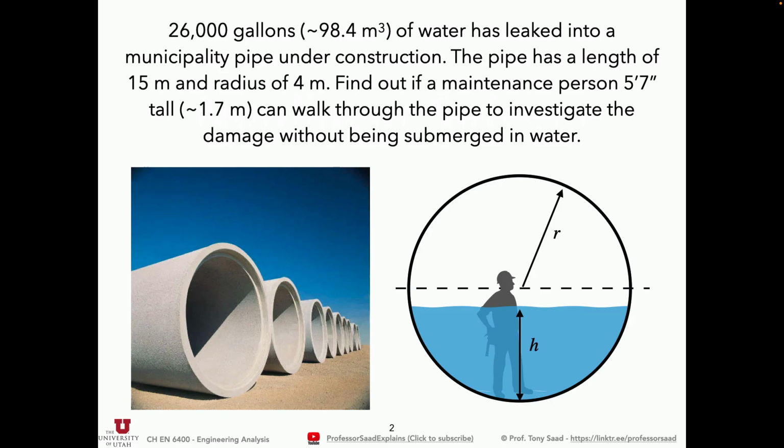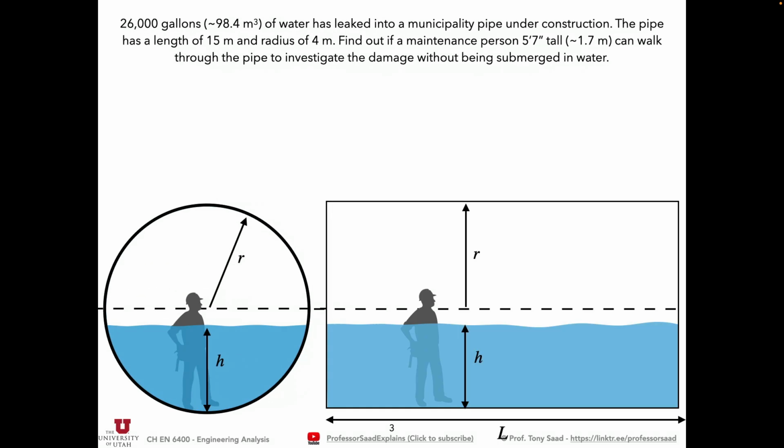Now, these are two cross sections of the pipe. This is a view through the cylinder, and then if you cut the cylinder in the middle, like this is the entrance of the pipe, it's going to look like a rectangular cross section, right? We slice it in the middle. This is the person walking, looking around, where's the damage? They have a flashlight, okay?